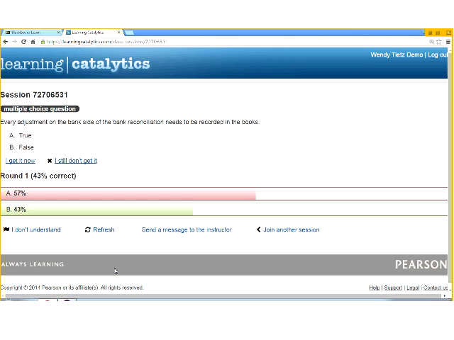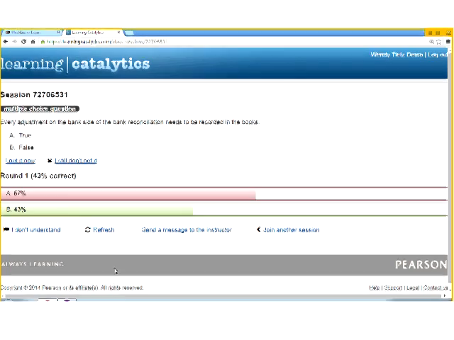Okay, and that is false. The reason it's false is because we make the recording for everything on the book side. On the bank side, those are timing errors only, so they are not recorded in the books.